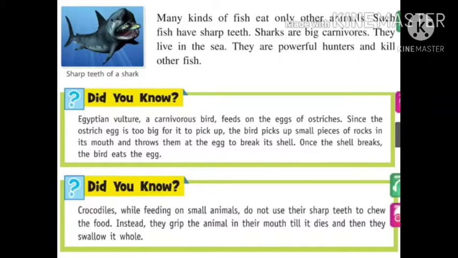The Egyptian vulture lives in Egypt. What do they eat? They eat the eggs of ostrich. We know the egg of an ostrich is too big, very big. So they cannot pick up that egg. So instead of picking it up, they throw a stone on the egg. So easily the shell of the egg breaks, and as it breaks, they eat the egg of the ostrich.